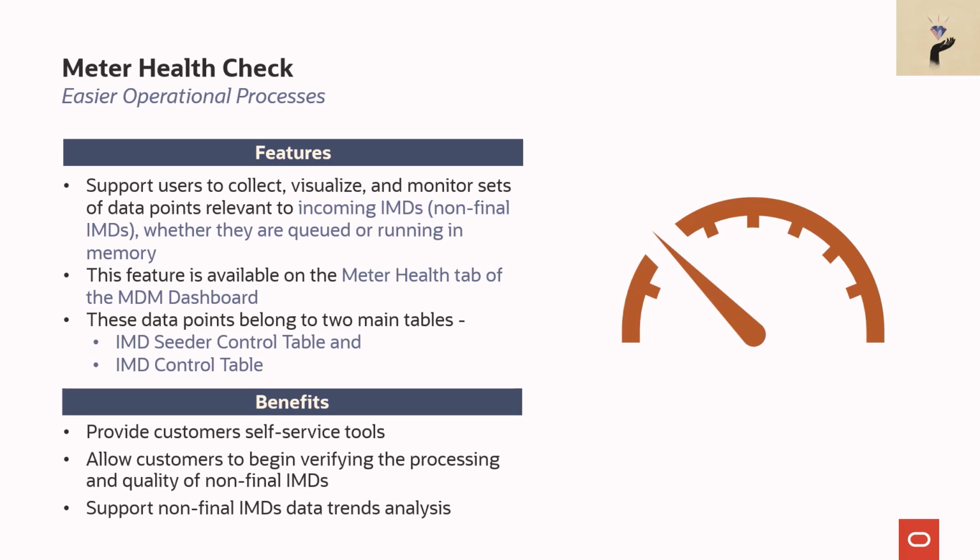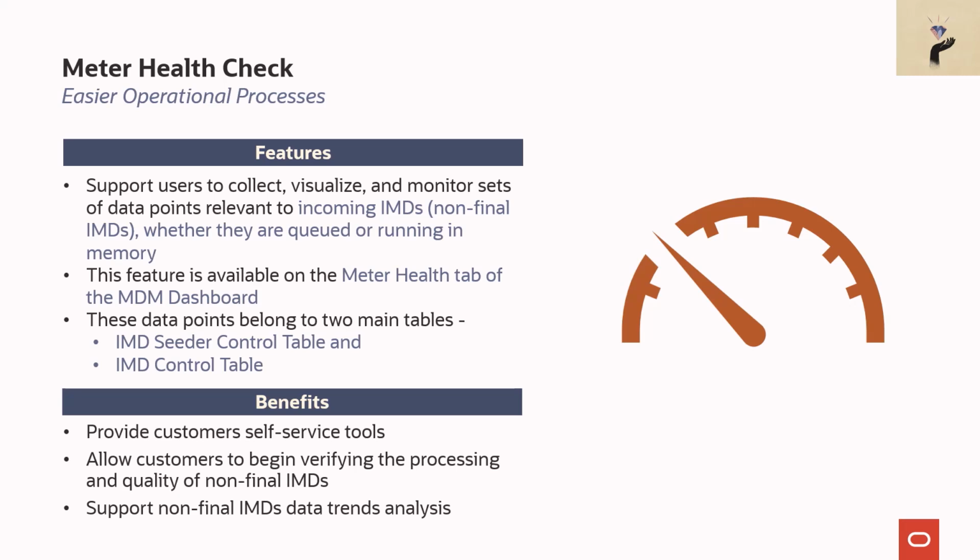These data points pertain to two main tables, the IMD CEDAR control table and the IMD control table. Here, the system will verify the IMD CEDAR log table, extract message tags, and display them on the dashboard. This includes the count of records in CEDAR error by status, CEDAR error by age, IMD control table by status, and the IMD control table by age.